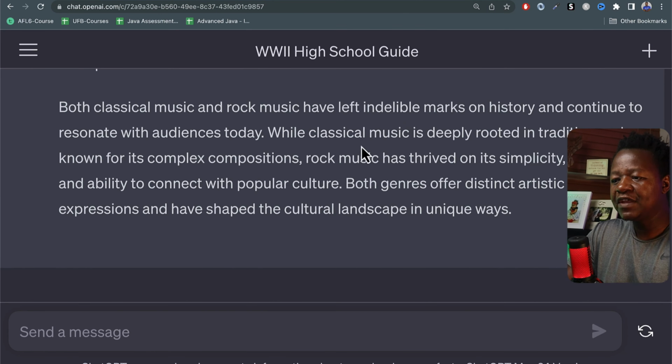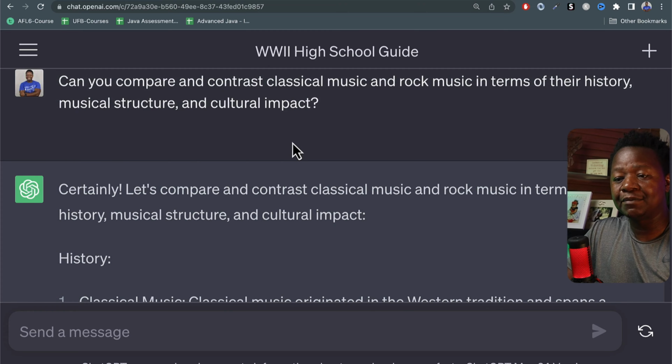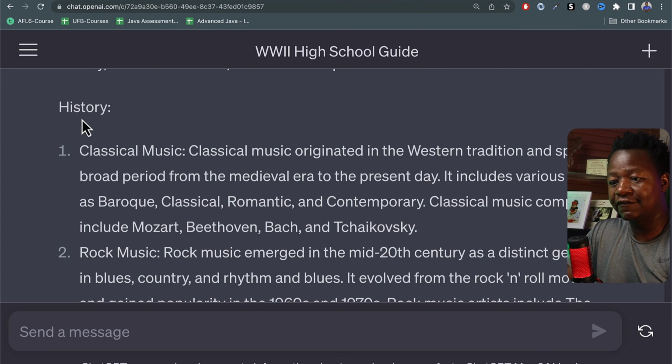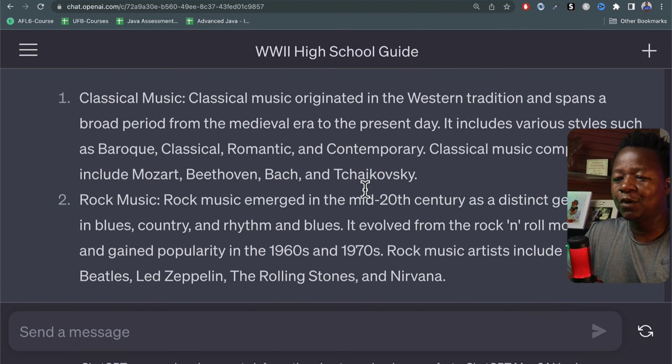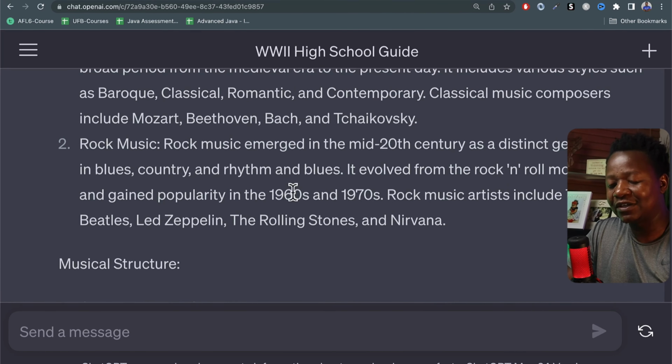Okay, there we go. So it went ahead and put together a list for each of the structures that we added. We want to compare those two in terms of history, musical structure, and cultural impact. So it divided everything for history. Classical music originated in the Western tradition and spans a broad period from the medieval era to the present day. It talks about Mozart, Beethoven, Bach, and Tchaikovsky. All right, and rock music, it talks about all these artists that pretty much brought rock music to prominence in the 60s and 70s.